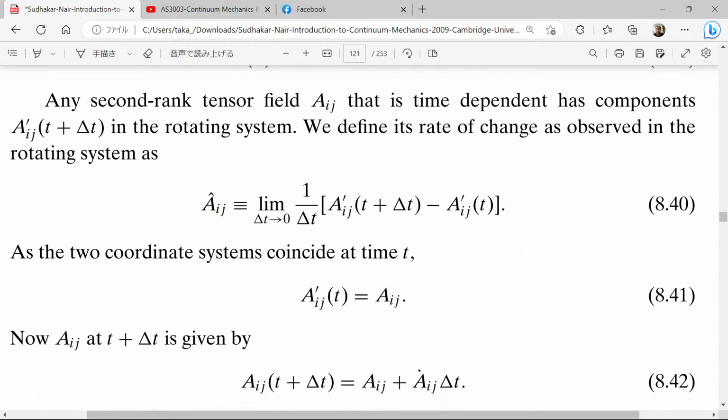Any second rank tensor field A_ij that is time dependent has components A_ij' at t plus delta t in the rotating system.